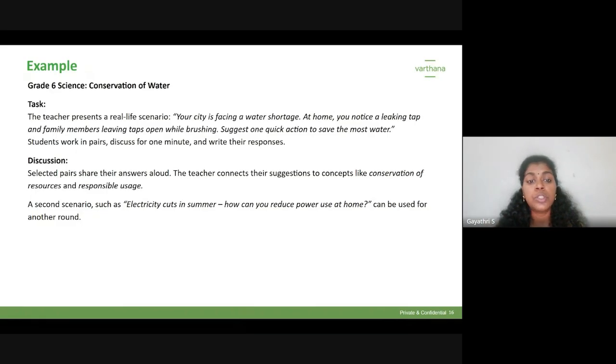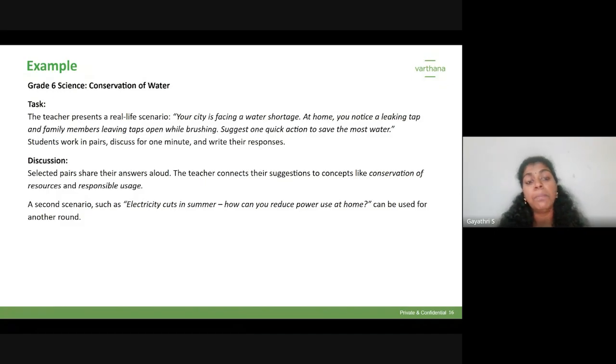After sharing the responses, you will connect the topic to the real world scenario and how their solution has helped it, right? Then you can go for topics like electricity cut in summer. Here, what you're ultimately doing is not only teaching water conservation, but enabling them to apply that knowledge in a real world scenario. For the current era, this is very, very important, right?